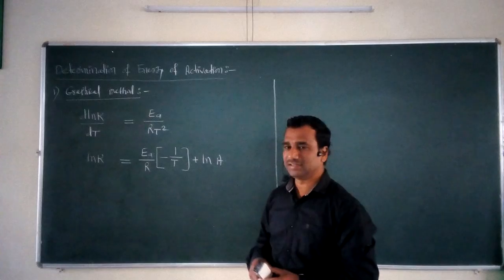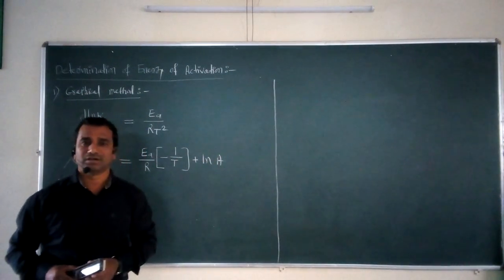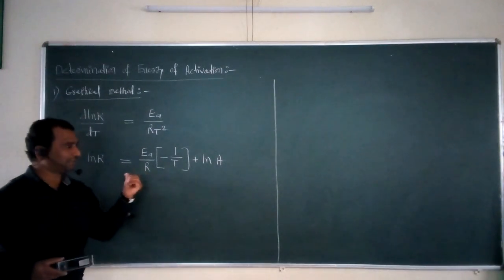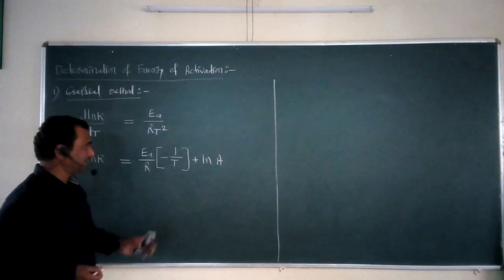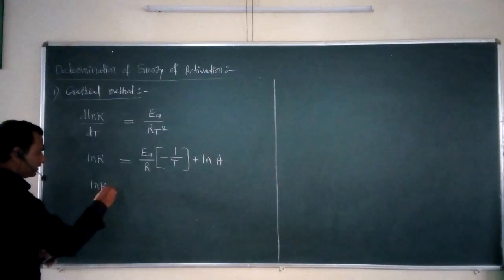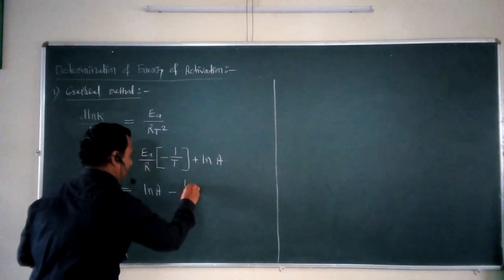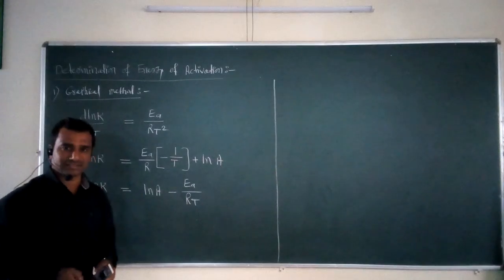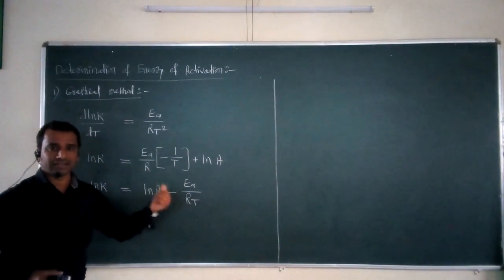Once we obtain this form of the equation, we have to again rearrange it into another, more suitable and simple form. We rearrange it as ln k is equal to ln A minus the energy of activation divided by R into T. So simply rearranging the given equation, you get ln k is equal to ln A minus EA upon R into T.